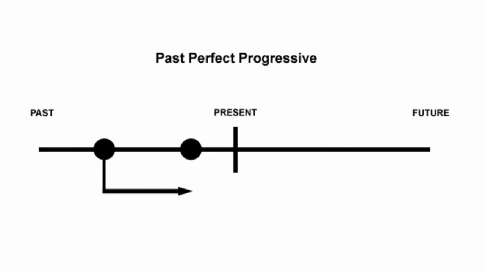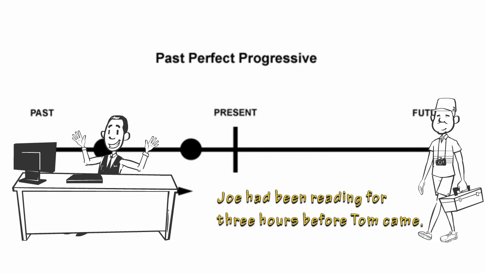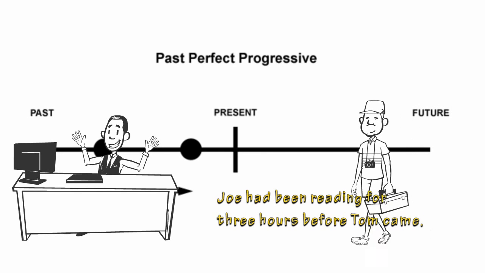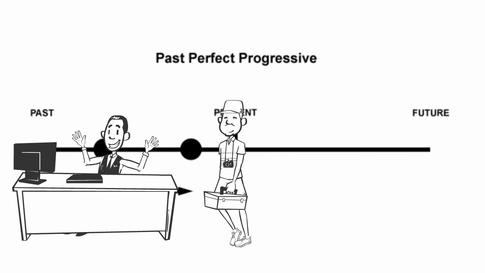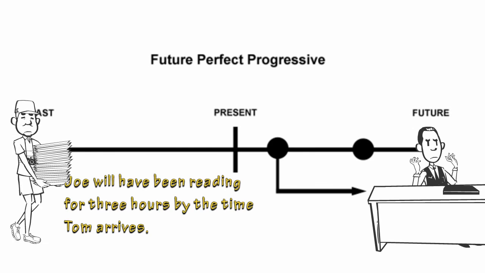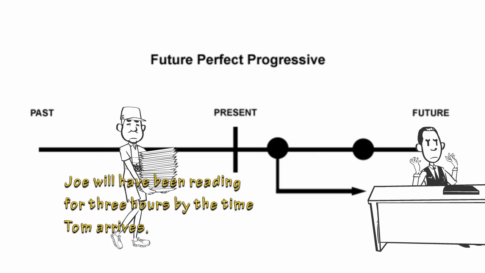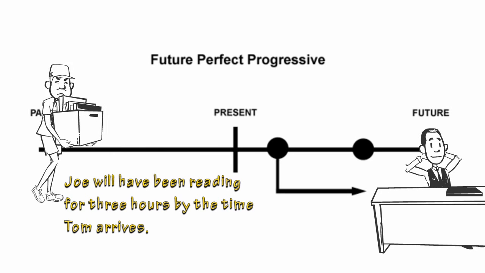Past perfect progressive conveys the idea that something started in the past, continued for a while, and then was ended by another event. For example, Joe had been reading for 3 hours before Tom came. Joe started reading, read for 3 hours, when Tom interrupted him. Future perfect progressive implies that an event will start in the future and last until another event. For example, Joe will have been reading for 3 hours by the time Tom arrives. Joe will start reading at some time in the future, read for 3 hours, then stop when Tom arrives.